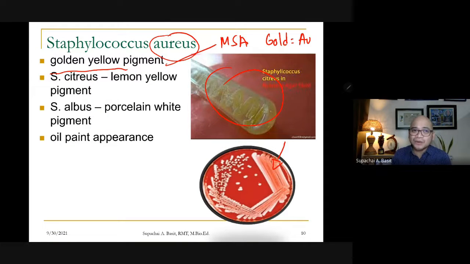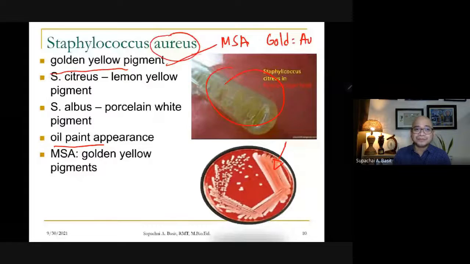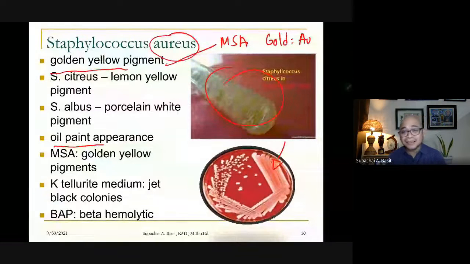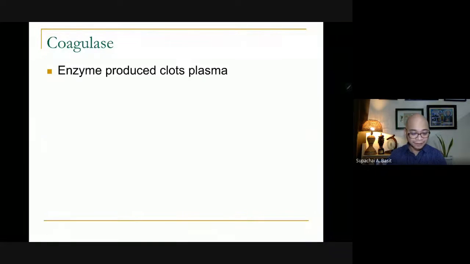So if you're going to look at the colonies of Staphylococcus aureus, they would have the so-called oil paint appearance. Okay? And again, in mannitol salt agar, they would produce the golden yellow pigment. In potassium tellurite medium, it will produce jet black colonies. Okay. And in blood agar plate, as I've mentioned to you, they are considered to be beta hemolytic.